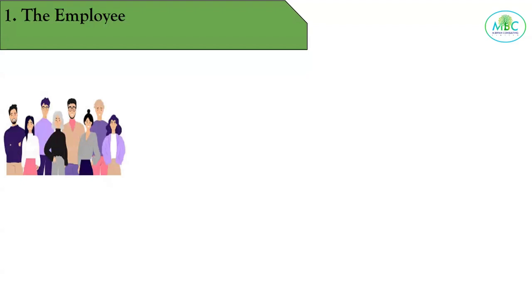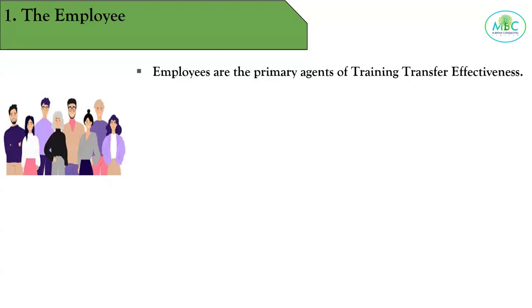Now for the employee, you agree with me that employees are the primary agents of training transfer effectiveness. True or false? Please type into chat. Let me wait for you to type into chat. Let me look at the chat box. Adedeji says true. Thank you so much, Adedeji. Yes. So let's continue. They are the primary agents of training transfer effectiveness.